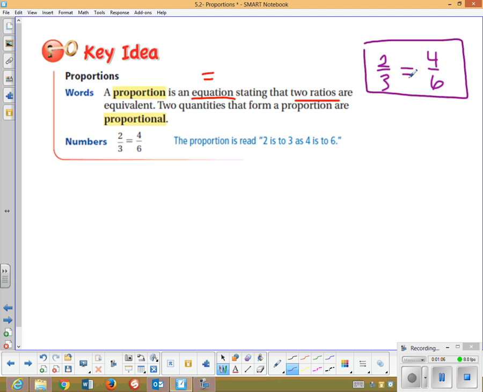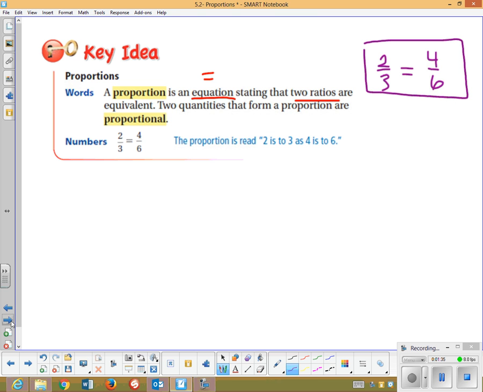Now, when you have two quantities that form a proportion, they could be called proportional. What does it mean when they are proportional? That means they are the same. Now, if you look at this example, you may not think it's the same, but it could be the same. So how can we figure out if these two fractions, these two ratios, are the same or not? This is what we're going to talk about in today's video. So let's go ahead and do our first example.